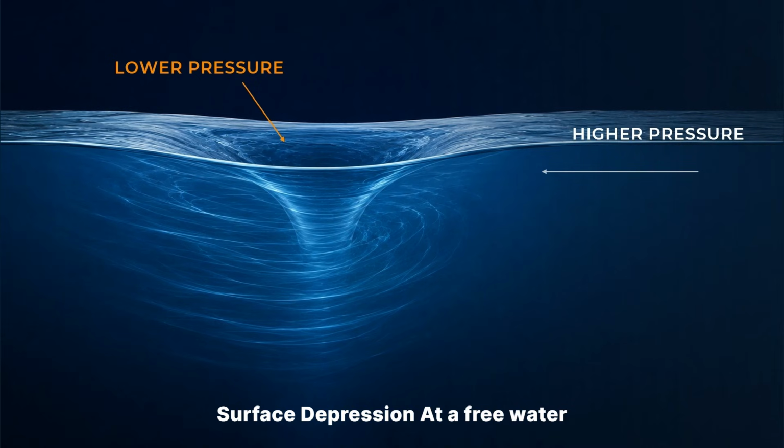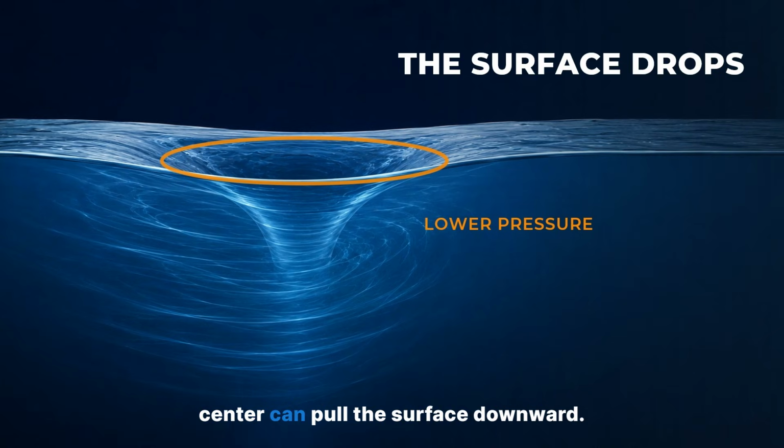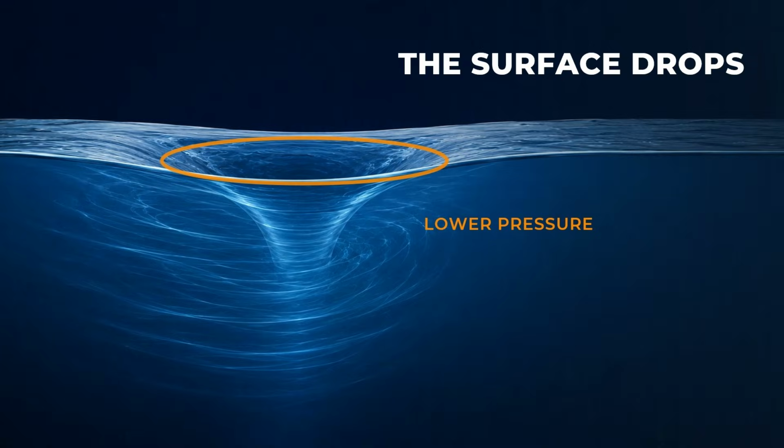Surface depression. At a free water surface, that lower pressure near the center can pull the surface downward. This creates the familiar depression that we associate with a visible vortex. As the vortex becomes stronger, the depression can become more noticeable. But remember, not every free vortex needs to form a dramatic air core. The visible shape depends on how strong the vortex becomes.